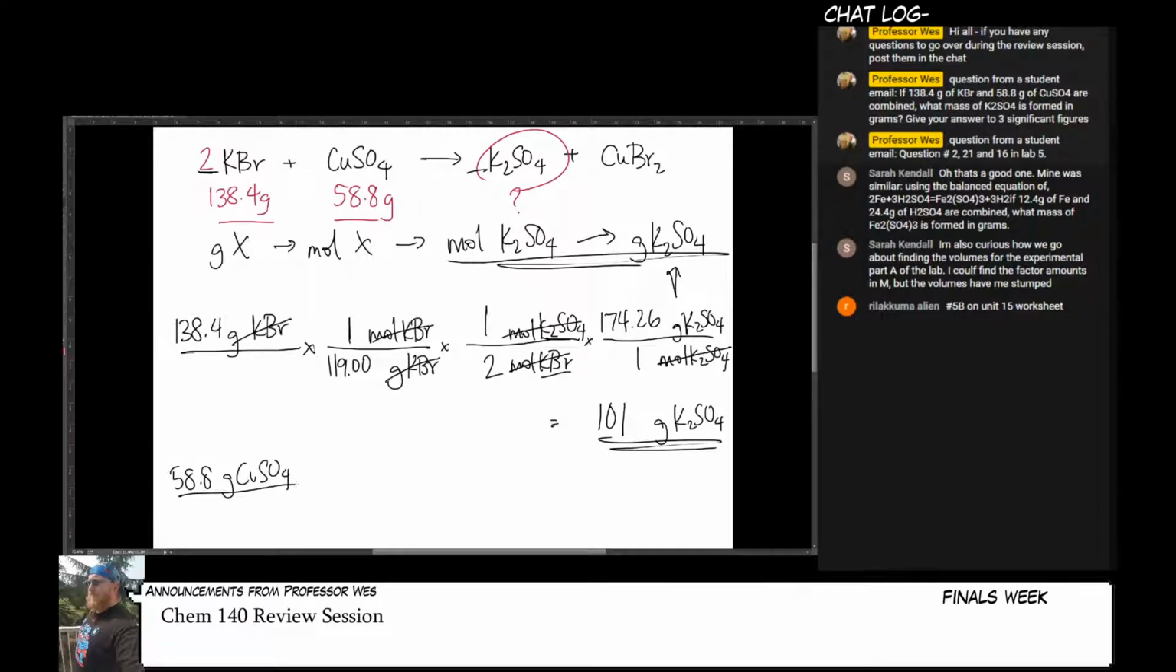Do the stoichiometry for me, and tell me the number of grams of K2SO4 that you make. Okay? So I'm going to give you like 3 minutes to try that. Since it's a review session, you should do a little bit of review, right? As opposed to just me showing you how to do all these problems. So go ahead and do that.